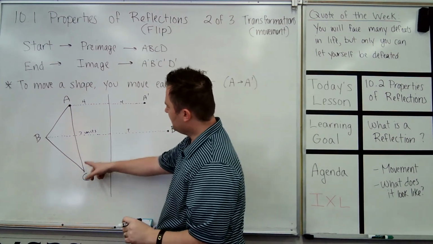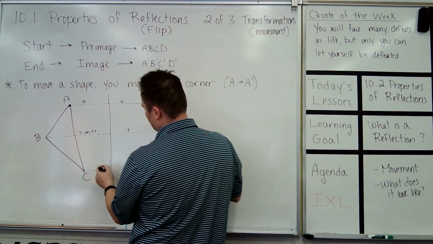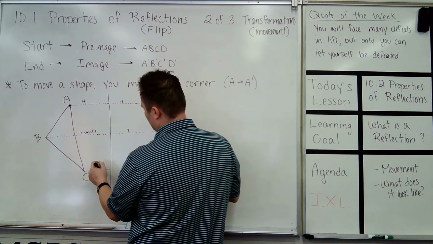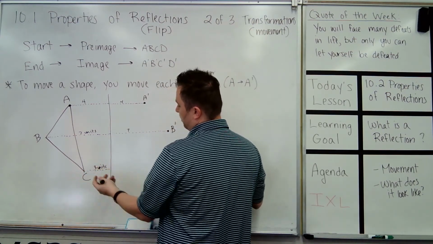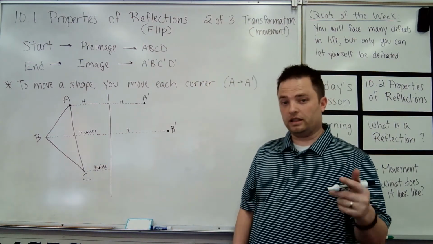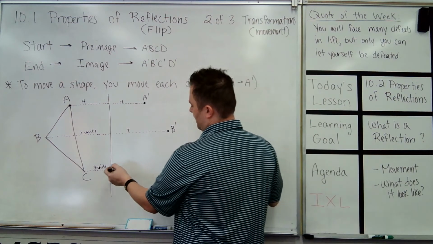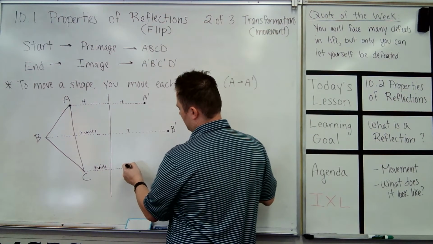And lastly, C is closer than A, so we'll say that this is 3 units to the line, which means that C would be like our finger when we're getting ready to touch the mirror, which means our reflection is getting ready to touch the mirror. It will also be 3 units onto the opposite side.